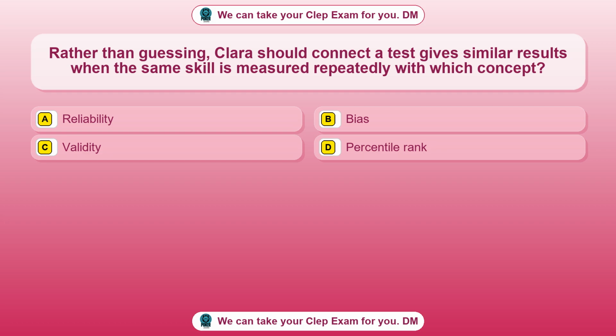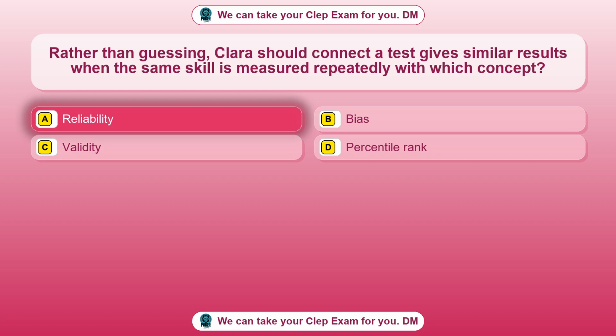Question 56. Rather than guessing, Clara should connect a test that gives similar results when the same skill is measured repeatedly with which concept? Option A, reliability. Option B, bias. Option C, validity. Option D, percentile rank. The correct answer is option A.